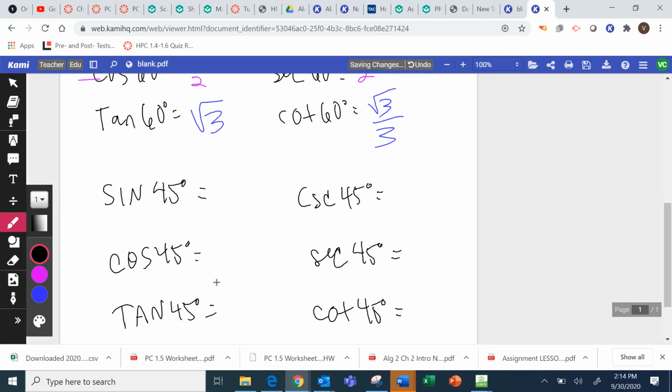So the sine of 45 degrees, until we have it memorized, we look at our triangle. And Nathan, do you have the sine of 45 degrees?